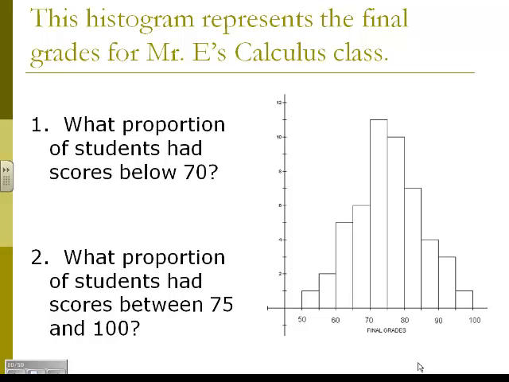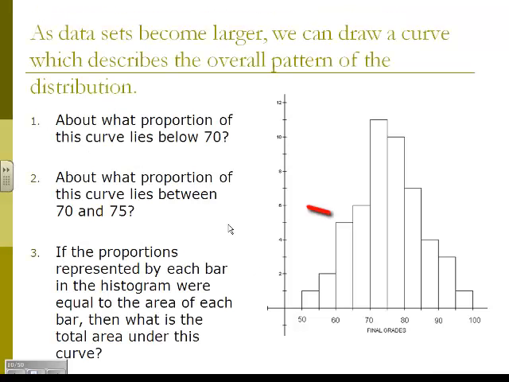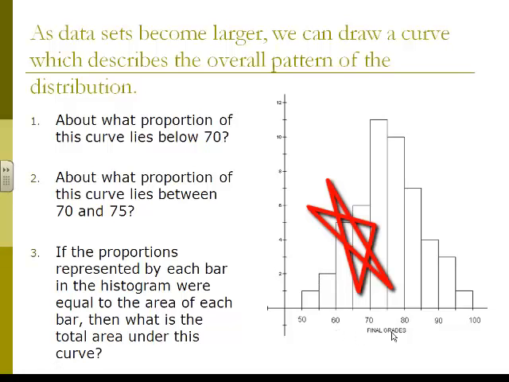Second video in Chapter 2, so we're going to start off with this histogram. This histogram represents the final grades for Mr. E's calculus class. As you can see, it says final grades going across the bottom, and then you can see the different counts.